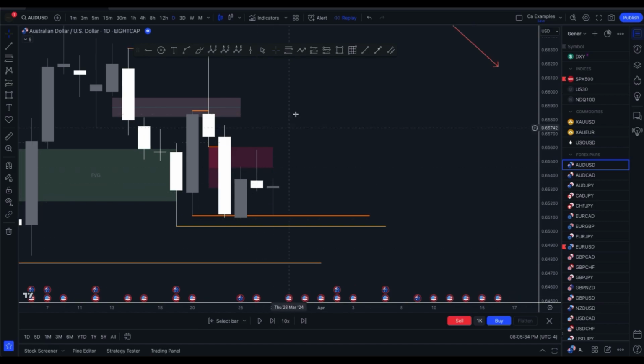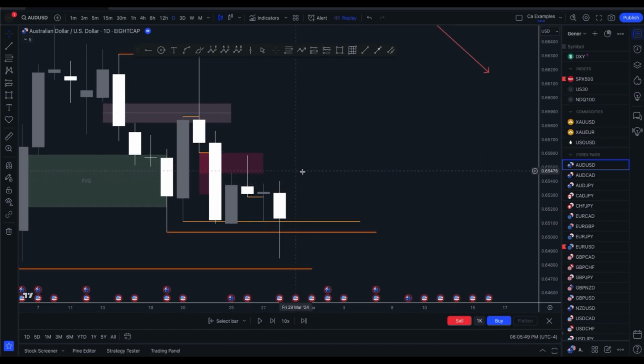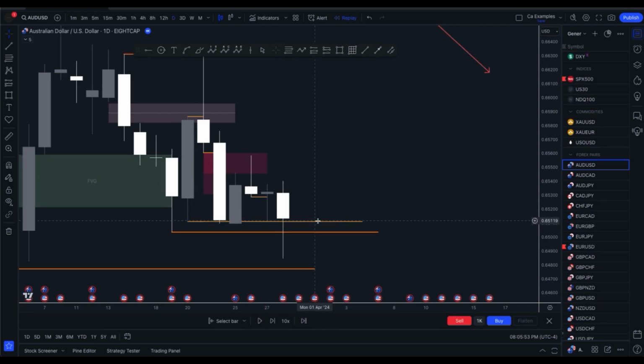What did price do? Took out previous day's low, ERL for a lot of people. Now it should start looking for some kind of internal resting liquidity, which it actually did if we were to have gone in the lower time frame. But in this case, let's not go down the lower time frame. Let's just stay here on the daily. It decided to go for some more ERL.